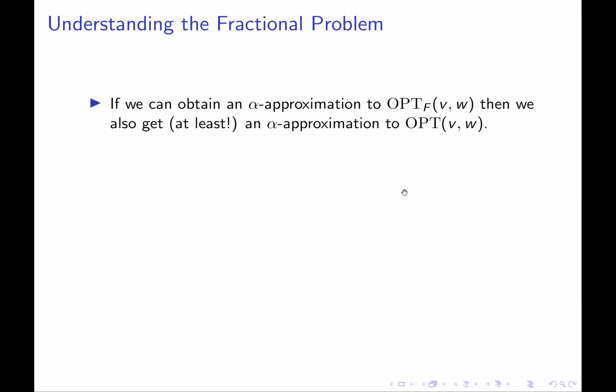So the point here is that because the optimal fractional solution to the knapsack problem is only better than the optimal integer solution, if we can provide, say, a 2 approximation to the optimal fractional objective value, then we will also have obtained at least a 2 approximation to the optimal integer value. Because if we get some feasible solution that achieves objective value opt f over 2, well, opt f is only bigger than opt, so it'll also achieve objective value at least opt over 2.